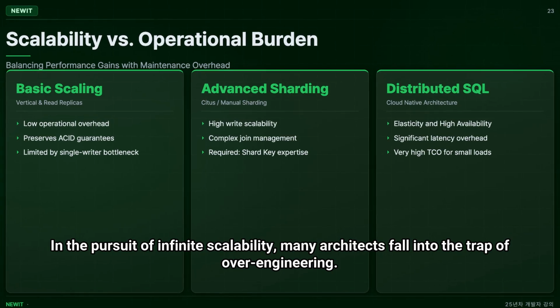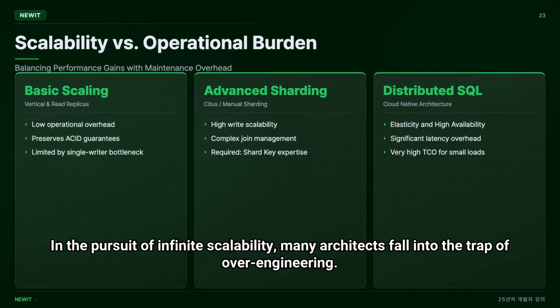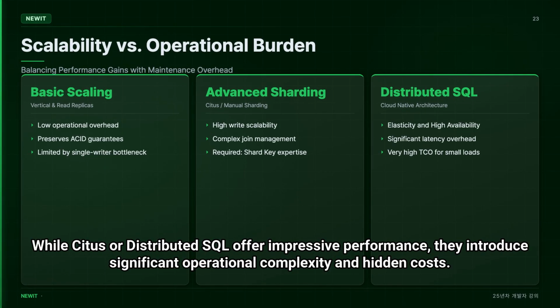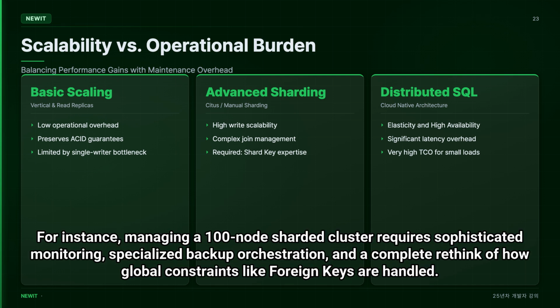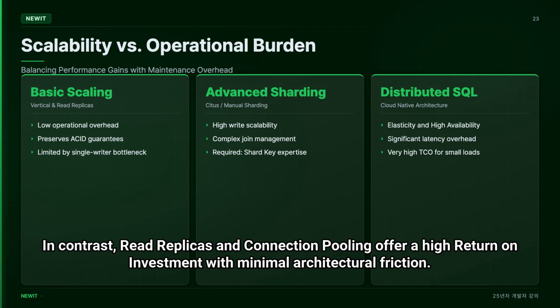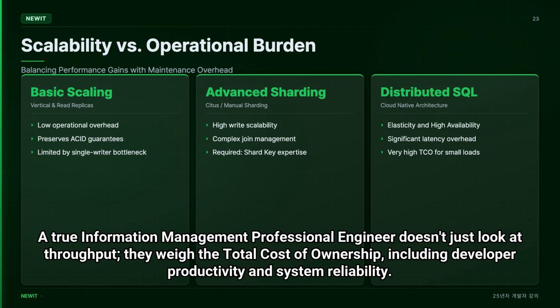In the pursuit of infinite scalability, many architects fall into the trap of over-engineering. While Citus or distributed SQL offer impressive performance, they introduce significant operational complexity and hidden costs. For instance, managing a 100-node sharded cluster requires sophisticated monitoring, specialized backup orchestration, and a complete rethink of how global constraints like foreign keys are handled. In contrast, read replicas and connection pooling offer a high return on investment with minimal architectural friction.